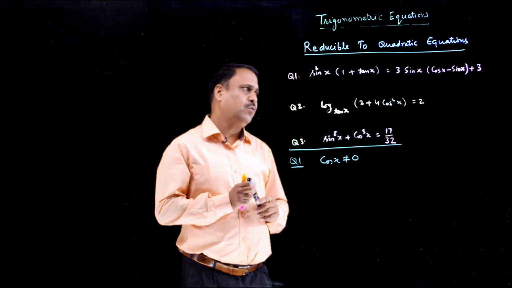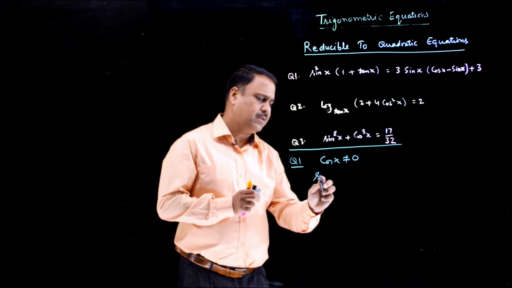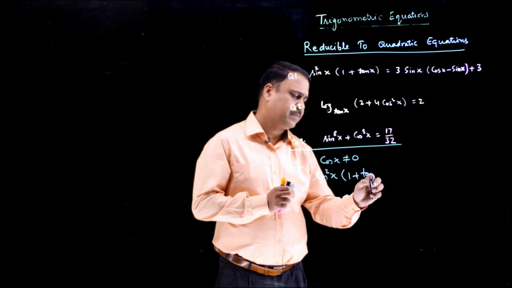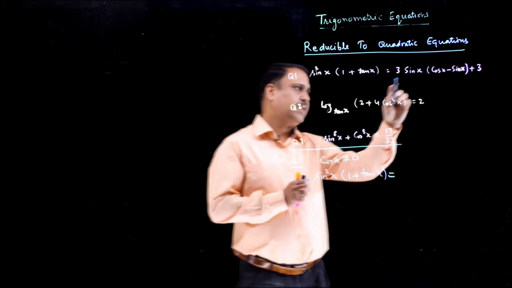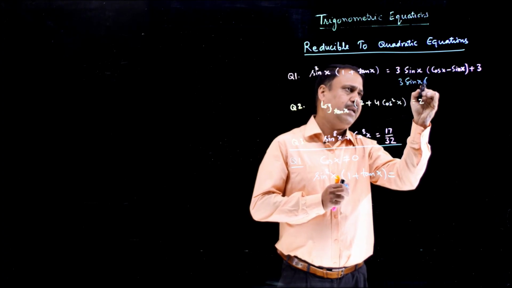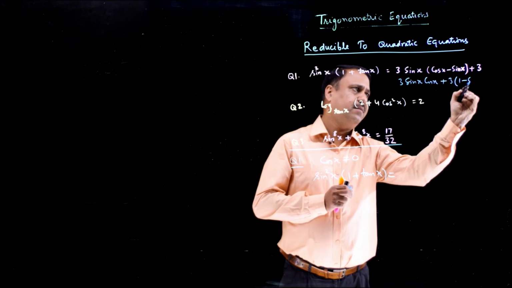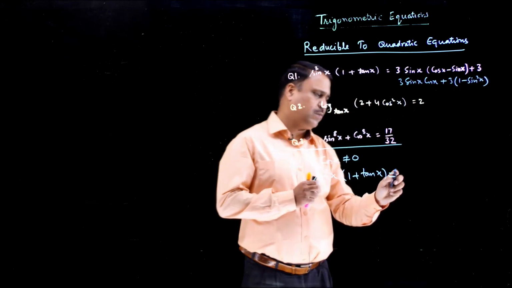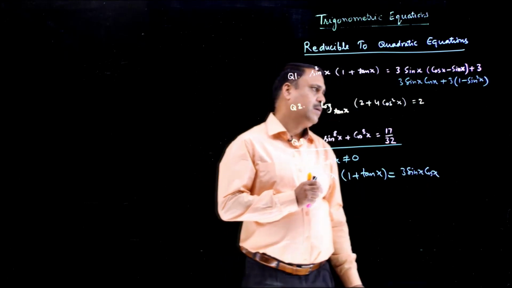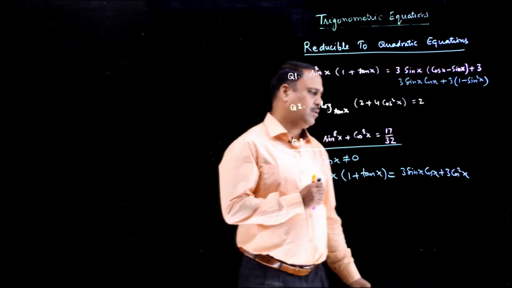So when cos x is not 0, if you simplify this expression, you will get sin square x into 1 plus tan x is equal to, this expression if you simplify, you will get 3 sin x cos x plus 3 into 1 minus sin square x, and 1 minus sin square x can be written as cos square x. So this is 3 sin x cos x plus 3 cos square x. You can write this in this form.